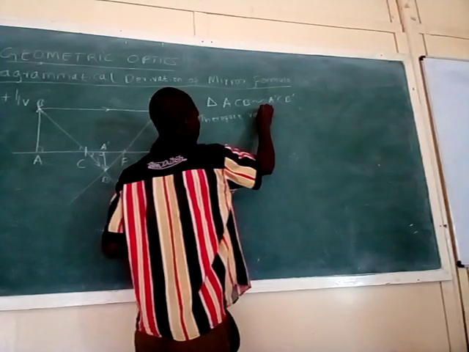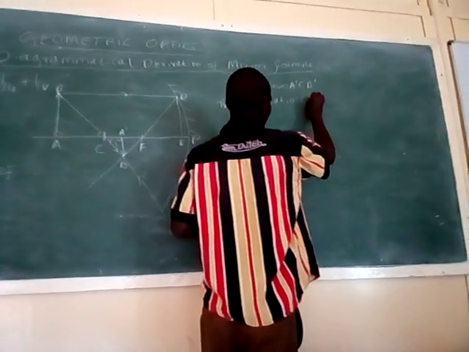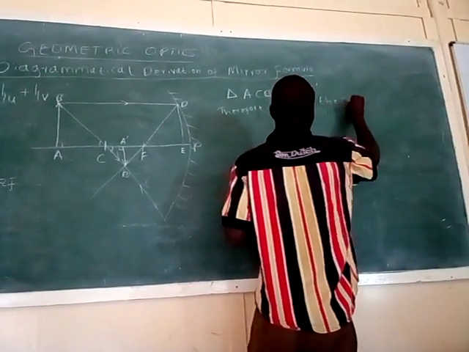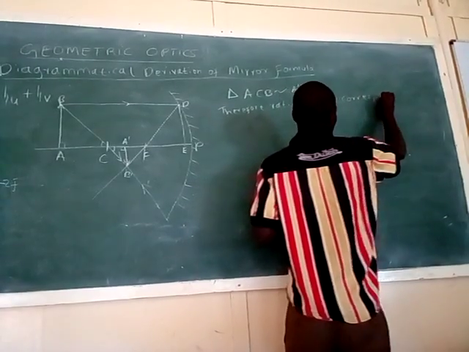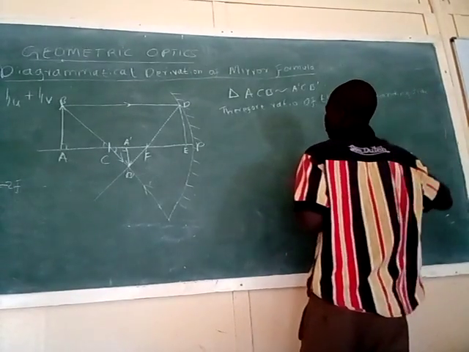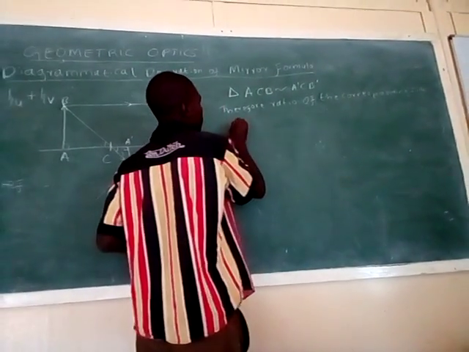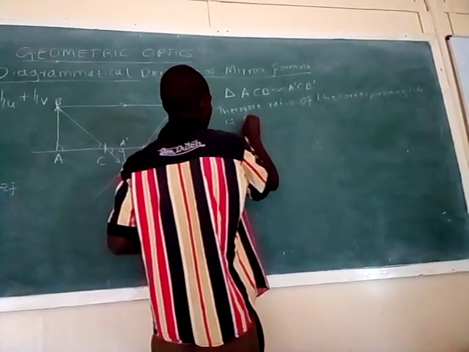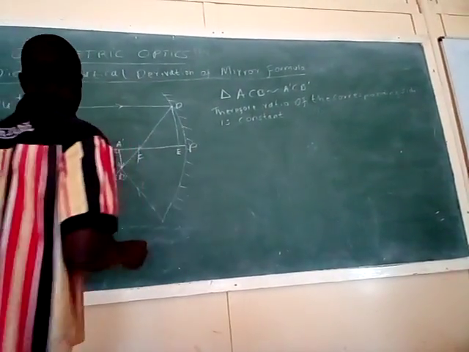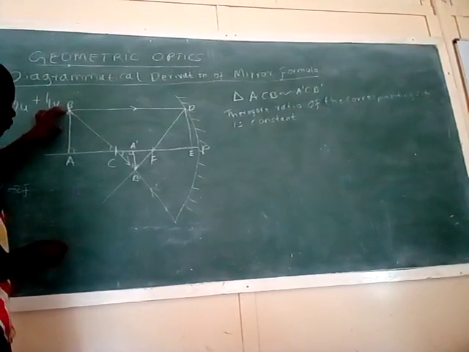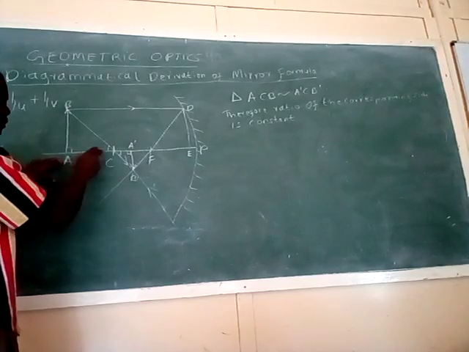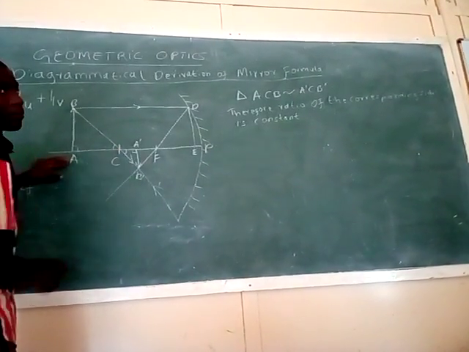The ratio of the corresponding sides is equal, which is constant. Such that if I take AB over A prime B prime, it should be the same as AC over C A prime. Are you seeing that?